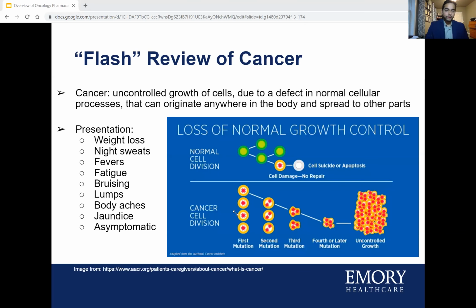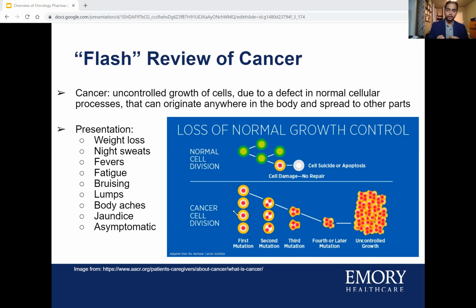So cancer is our uncontrolled growth of cells due to a defect in the normal cellular processes that can originate anywhere in the body and spread to other parts. This is just a quick recap for any of our colleagues that don't work with cancer patients. On the top part of the figure, we see normal cell division, right? Our cells go through many generations of replication, and over time, they will start accumulating or coming across mutations.